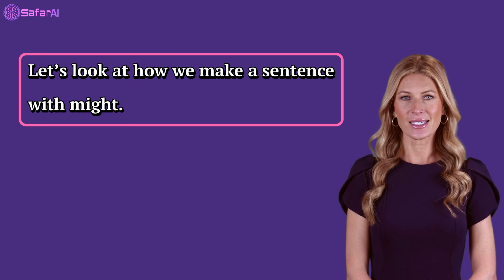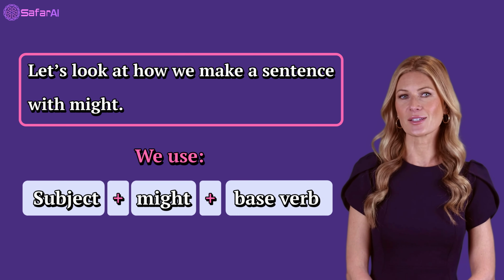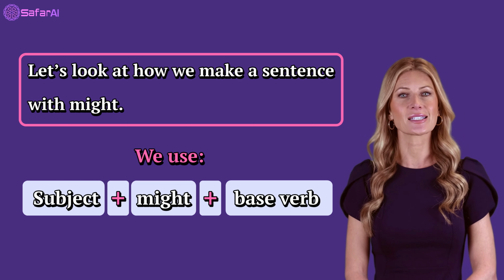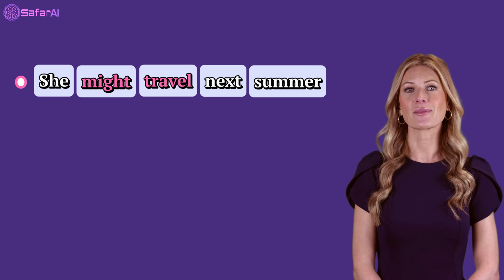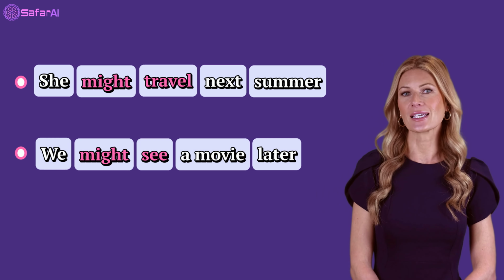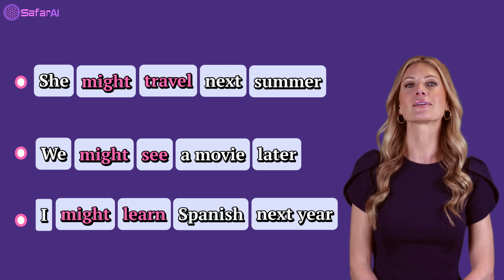Forming sentences with might. Let's look at how we make a sentence with might. We use subject, then might, then base verb. Examples. She might travel next summer. We might see a movie later. I might learn Spanish next year.